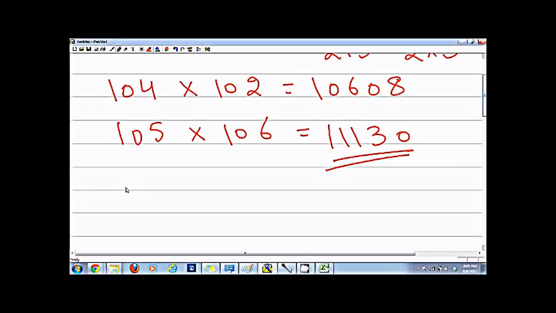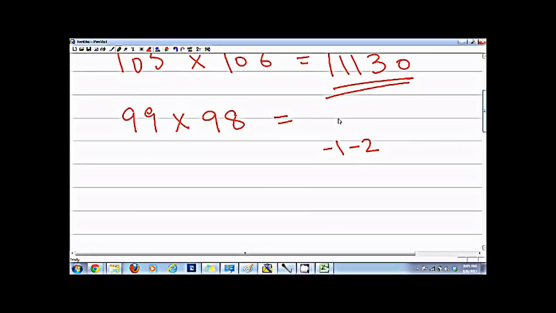If I have a number less than 100, for example 99, and I want to multiply by 98, in this case we have one less than 100 and here two less than 100. So what we have to do is first write minus 1 minus 2, and that is equal to minus 3. We subtract that from 100, so that will be 97, and then multiply these two numbers together: minus 1 into minus 2 is equal to 2. So the answer is 9702.